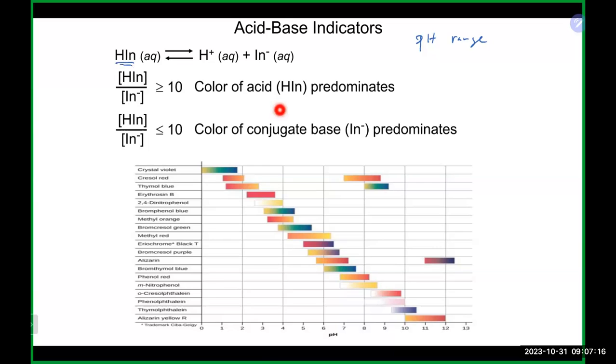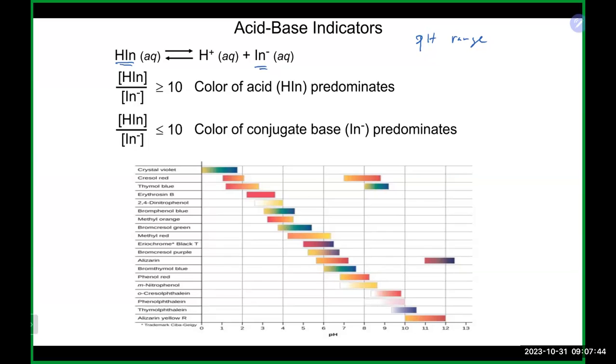There's a protonated form of the indicator. IN is the indicator here, and it has an H plus on it. And there's a deprotonated form of the indicator where the H plus comes off. So there's kind of an acid form of the indicator and a base form of the indicator. And if the concentration of the acid form to the base form is greater than 10, then we'll kind of see the color in the acidic solution, and vice versa. If it's less than 10, we'll see the base predominate.